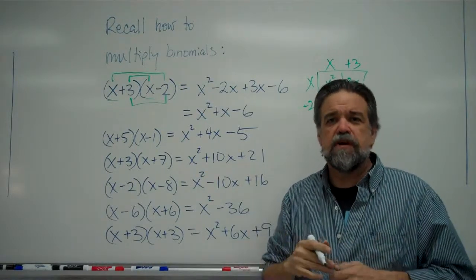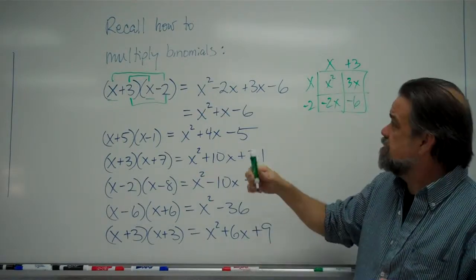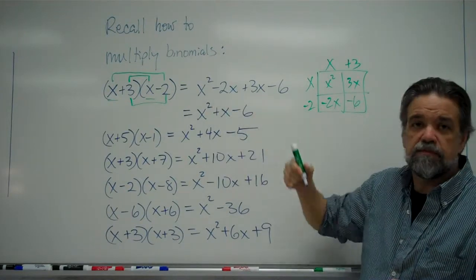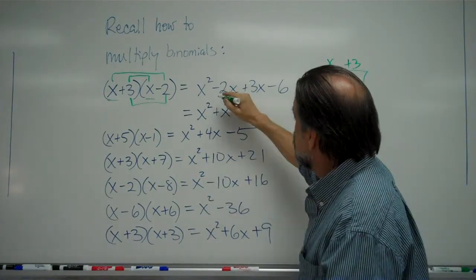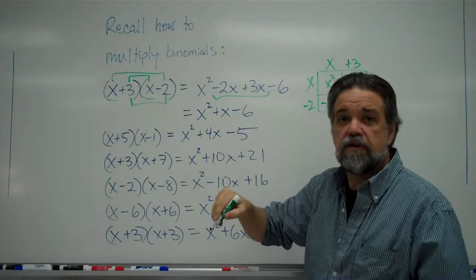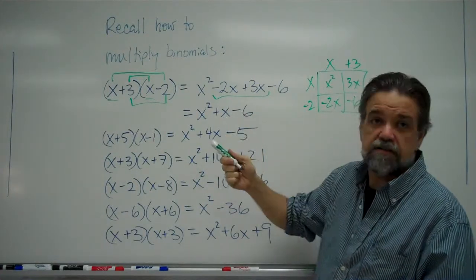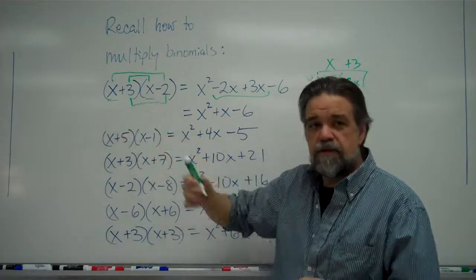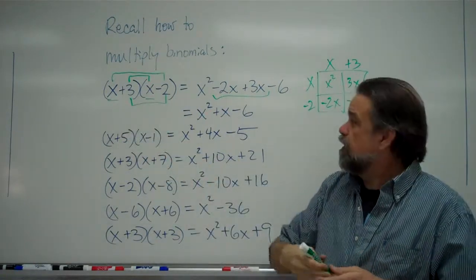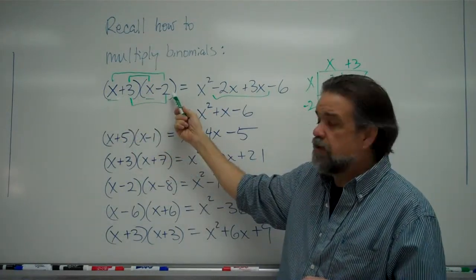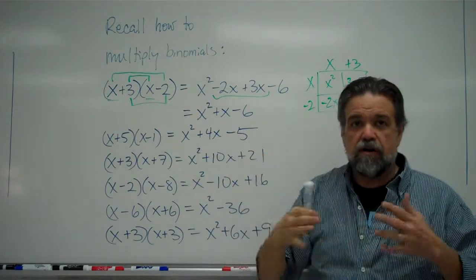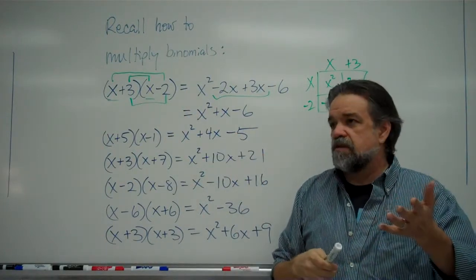We're doing the same thing no matter how you do it, and that is coming up with these four terms. Generally, you can combine a couple of them. And here we have negative 2x plus 3x, which gets me x. So what that means is any number that I plug in for x, this equation and this equation are absolutely identical. Let's take an example.